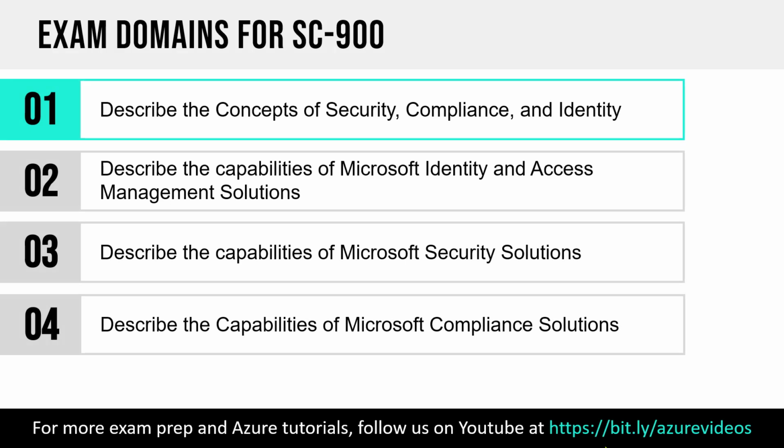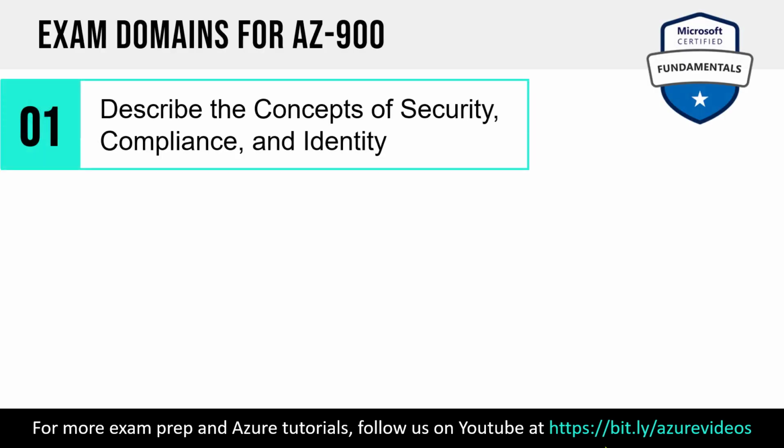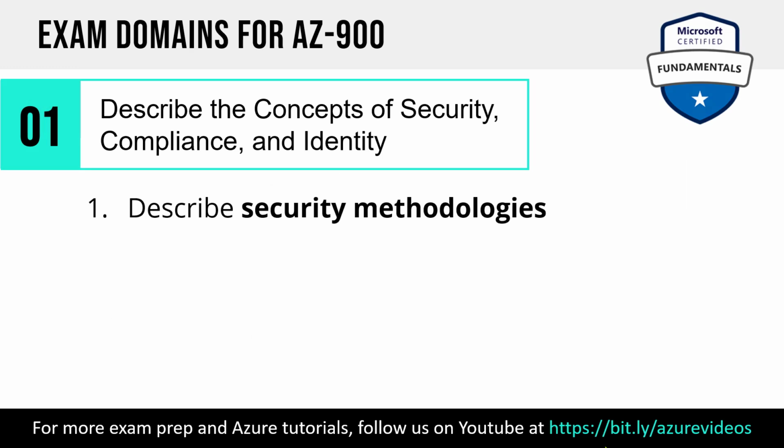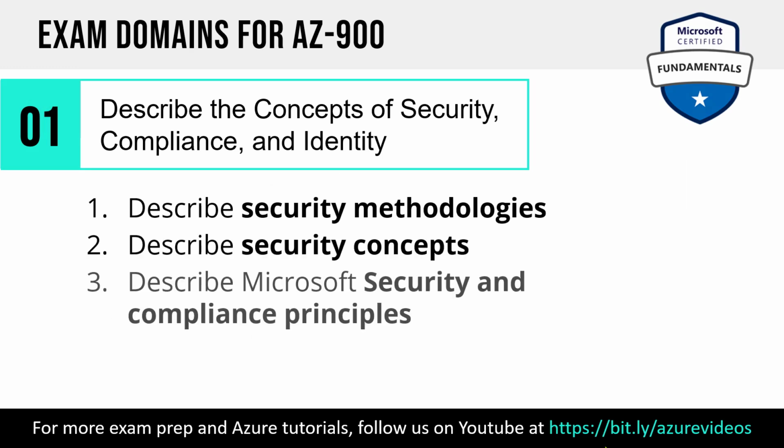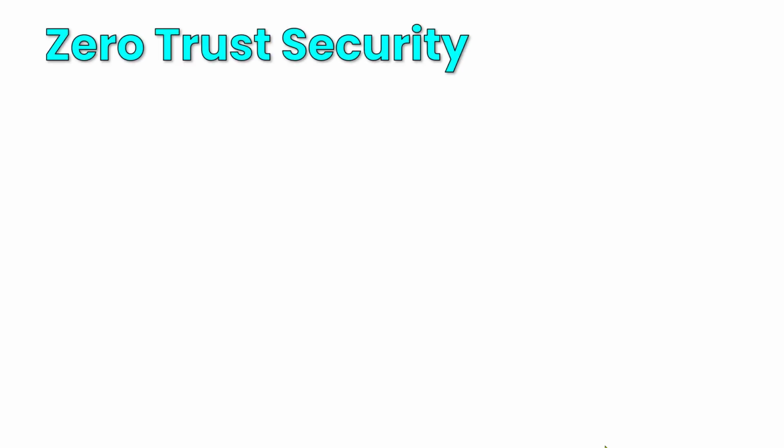And that being said, let's dig into Objective Domain 1, which is describe the concepts of security, compliance, and identity. If I look at the skills measured document, this domain covers security methodologies, security concepts, and Microsoft security and compliance principles. We'll begin with zero trust security.